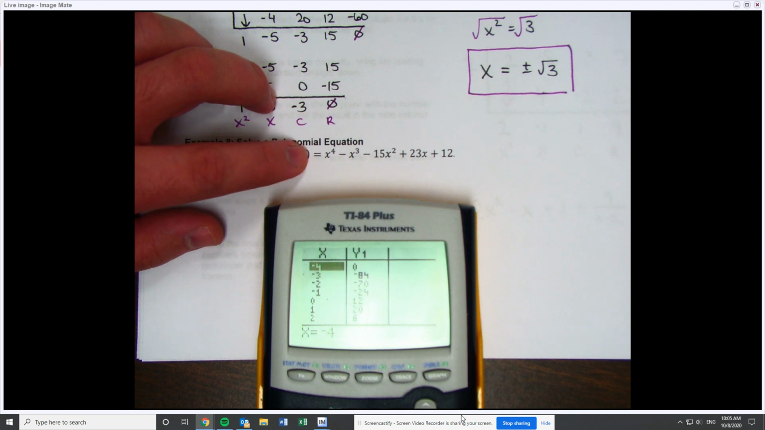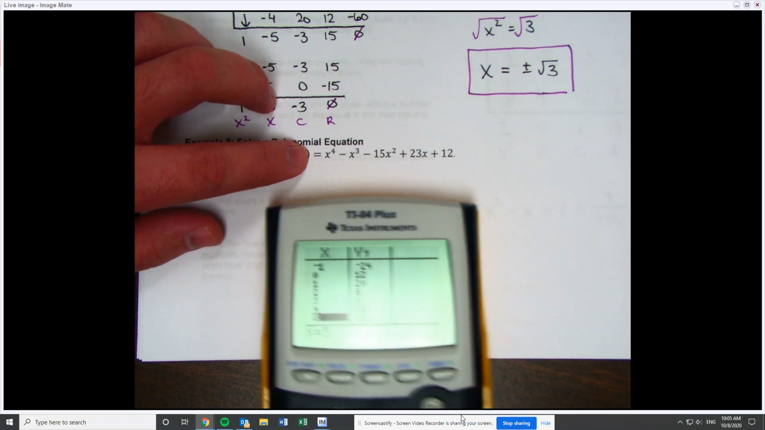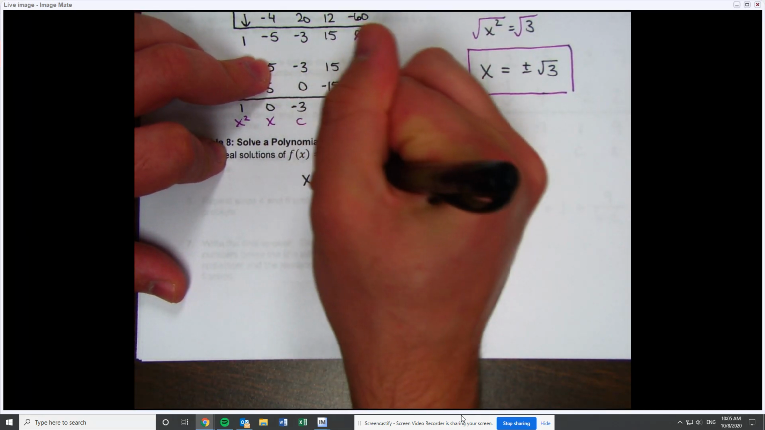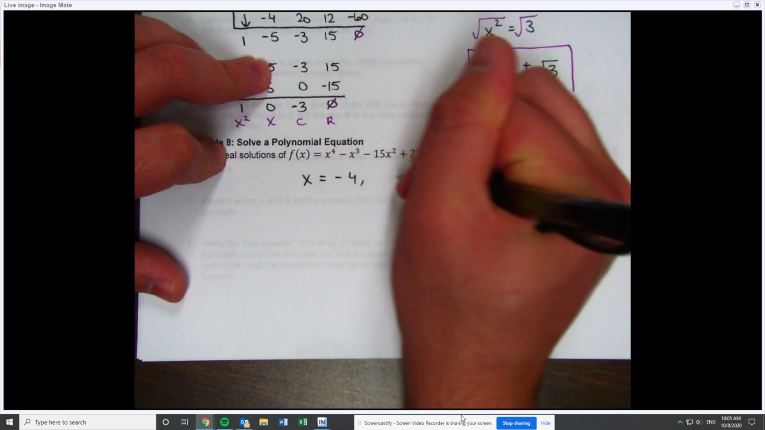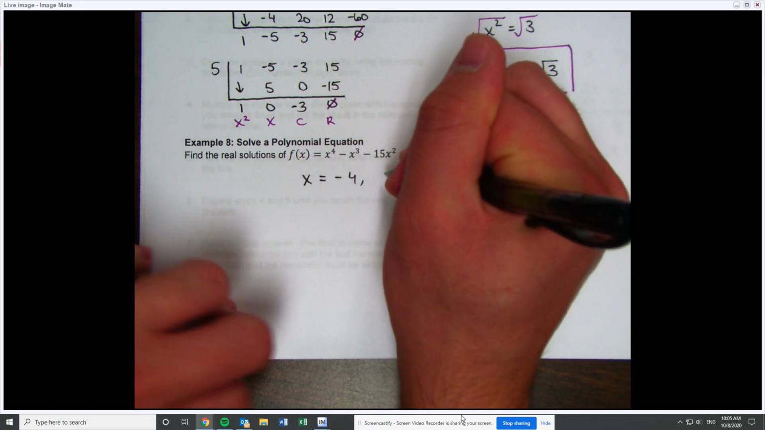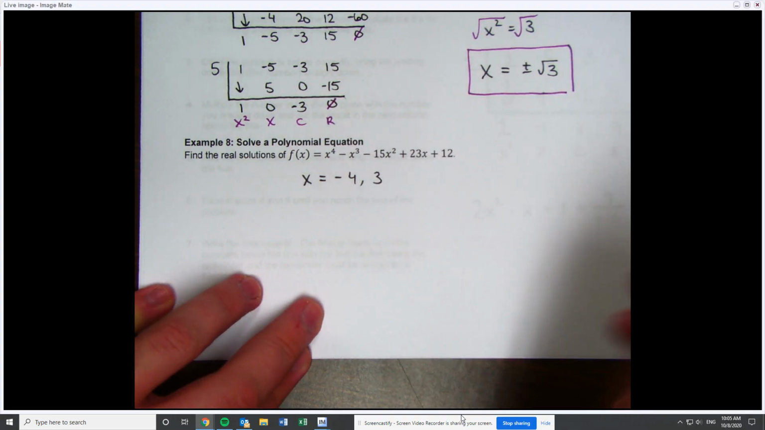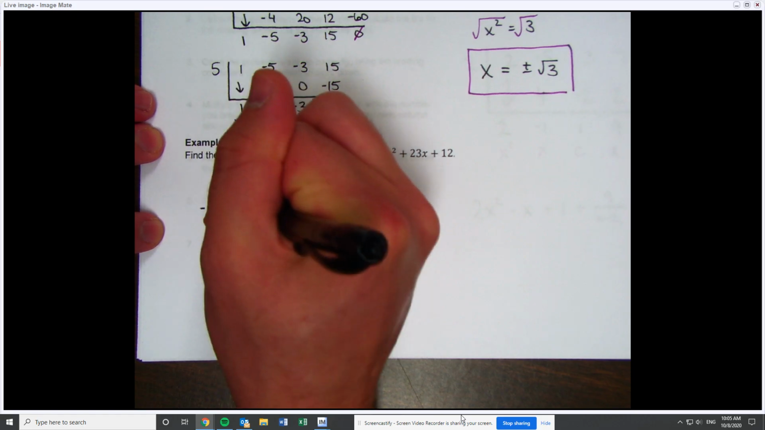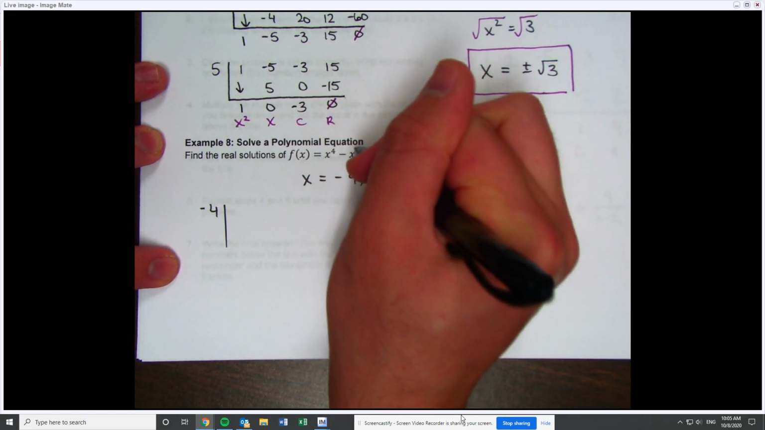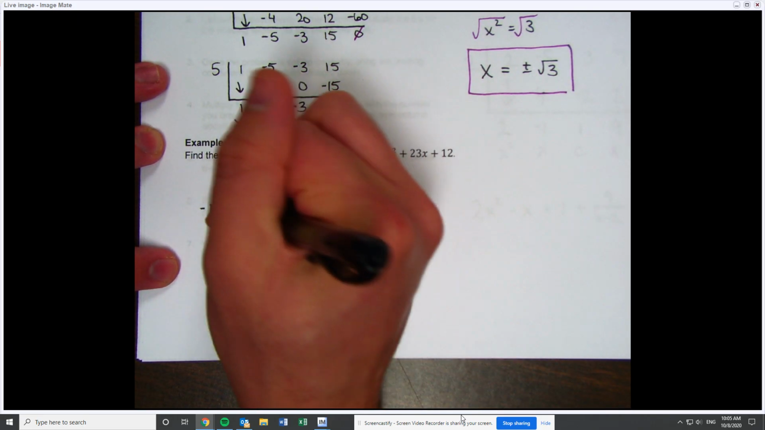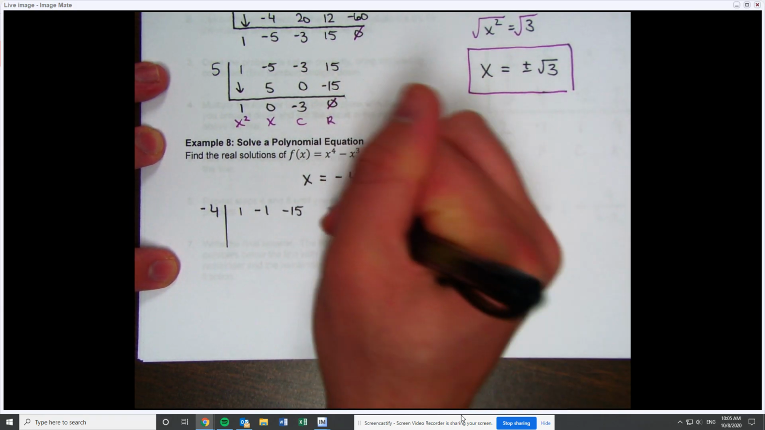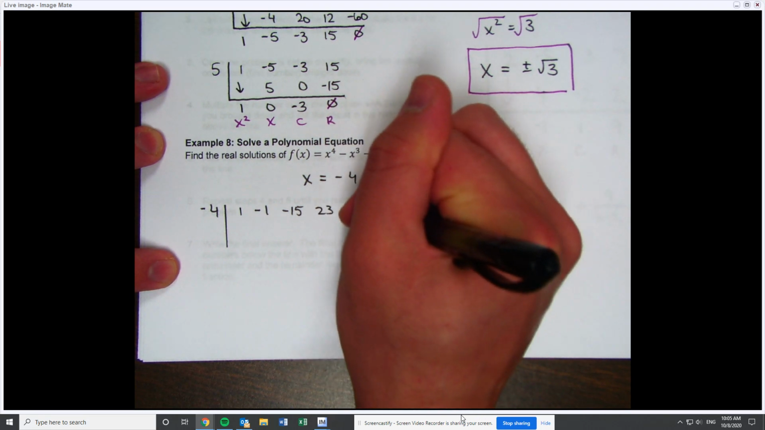-4 worked. Perfect. Don't see anything else. Now 3. So I know I can use -4 and 3. So x equals -4. I guess -4 is my favorite number when I made this lesson. And 3. Perfect. So now I can use -4. 4, 3, 2, 1, none. Everything's there. So 1, -1, -15, 23, and 12.